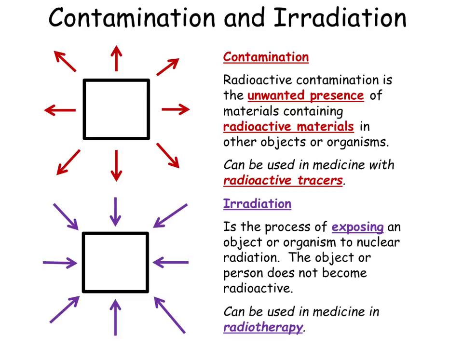Irradiation is the other key term you need to know, and that's the process of exposing an object or organism to nuclear radiation. The key thing to remember for irradiation is that the object or person does not become radioactive. Irradiation is shown by this diagram, where the radiation is outside the substance and it's travelling into it. Again, irradiation can be used in medicine, in radiotherapy, where you irradiate a patient who may be suffering from cancer, and the radiation will kill the cancer cells, but do remember the negative consequence that it also kills the healthy cells around it.